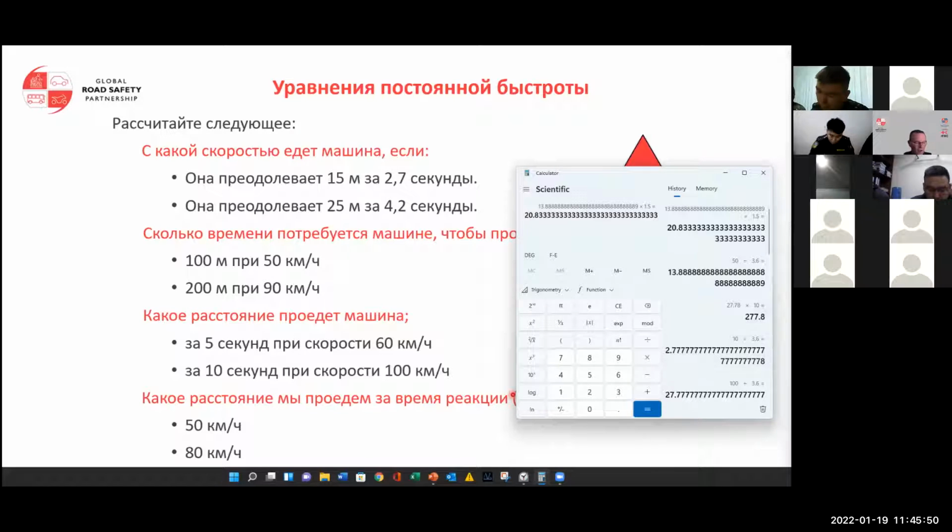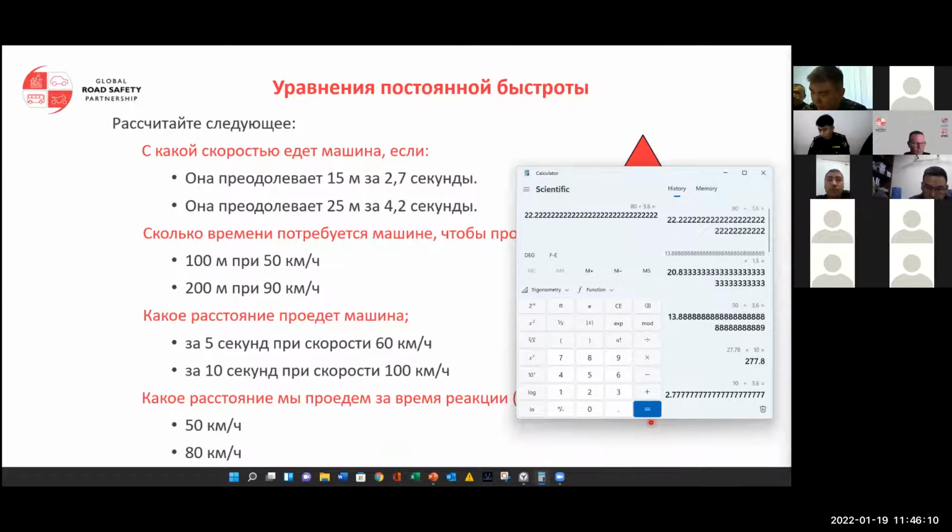We'll do it again for 80 kilometers per hour. First thing we have to do, convert that to a velocity. So, clear my screen. 80 divided by 3.6 equals 22.22 meters per second. That's our velocity. At 80 kilometers per hour, we travel 22.22 meters every second.